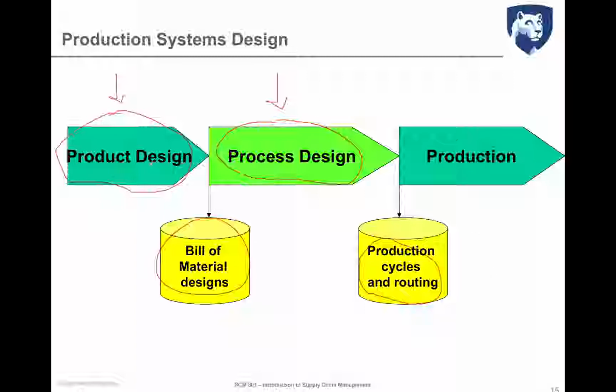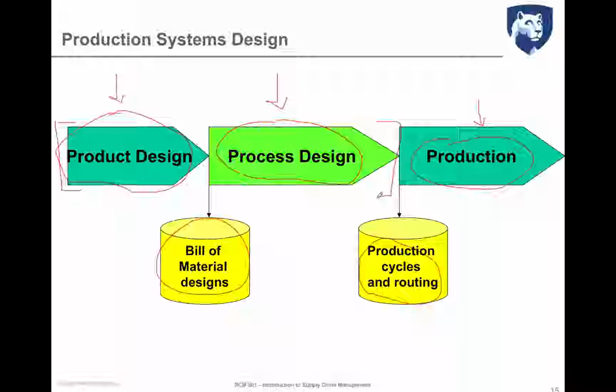Finally, when you have the production design and you have the process design, you can start with the production by making the system work and try to understand if the real output that you are obtaining is aligned with what you have planned here on paper.